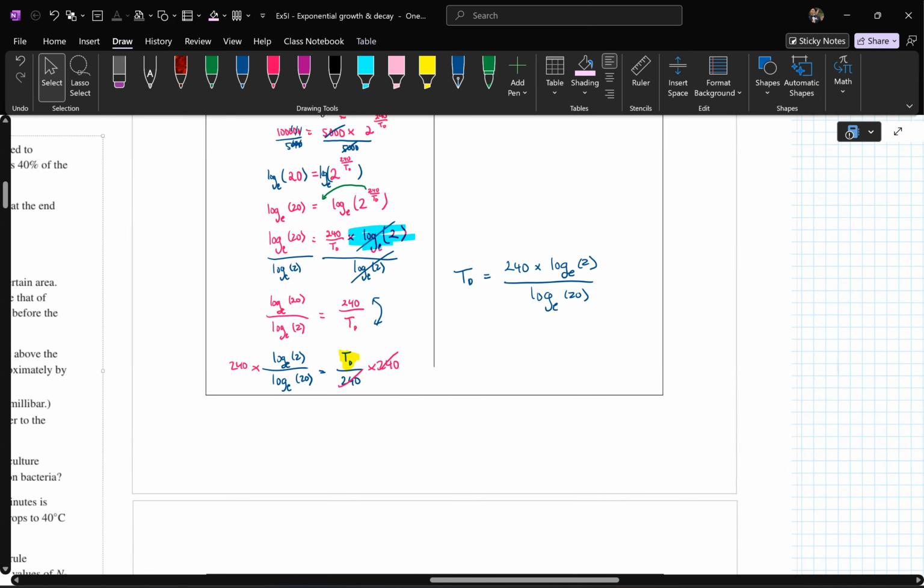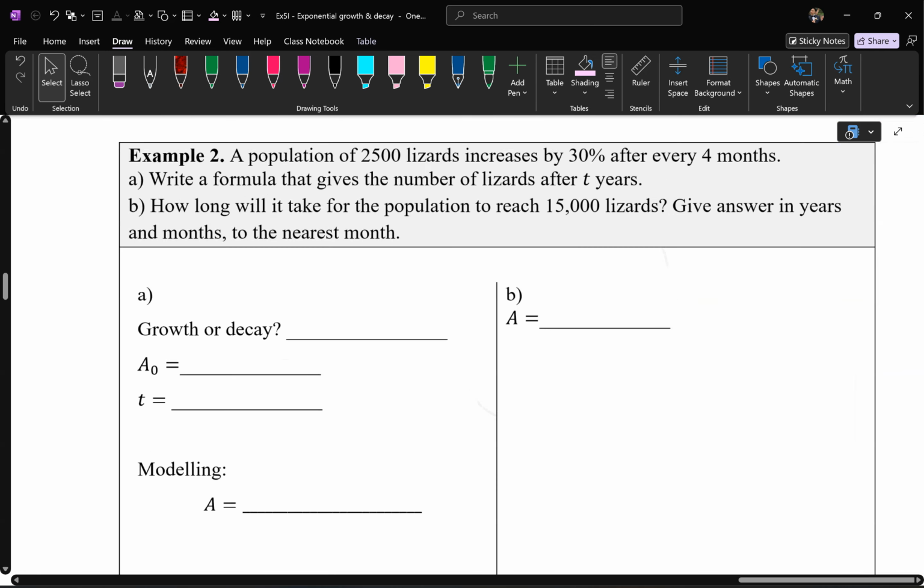All right, let's do a typical example now. So move over to the next page. Example 2.